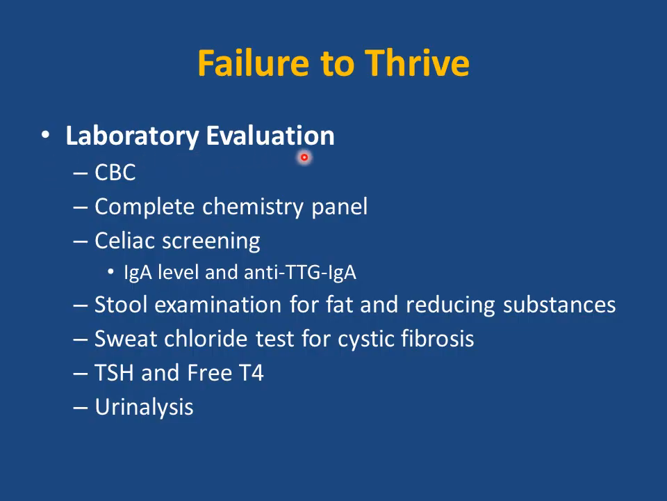Laboratory evaluation for failure to thrive. CBC, complete blood count, to check for anemia and blood disorders. Complete chemistry panel to check for metabolic acidosis, renal tubular acidosis, renal function, and liver function. Celiac screening. The best and most sensitive test for celiac is anti-tissue transglutaminase IgA antibodies. Some suggest testing the IgA level to rule out IgA deficiency, which is a rare condition. Celiac disease must be considered in an infant more than 6 months after introduction of a regular diet and failure to thrive. Stool examination for fat and reducing substances.